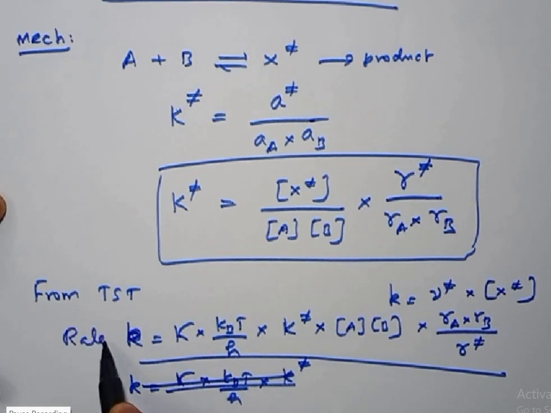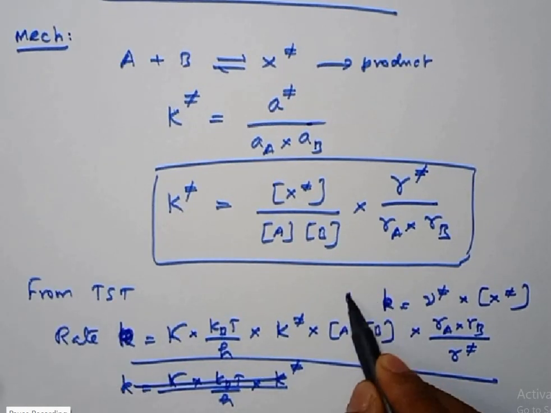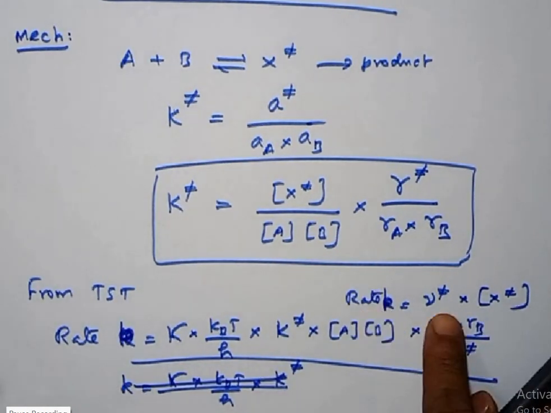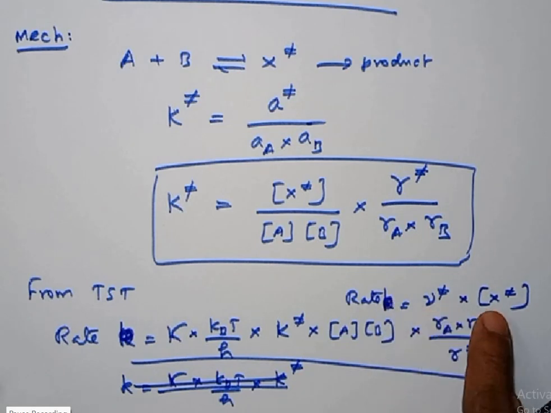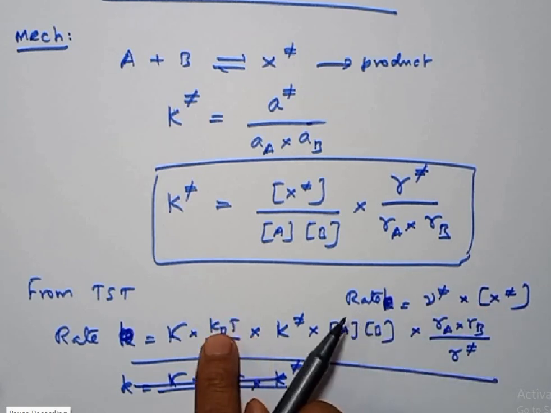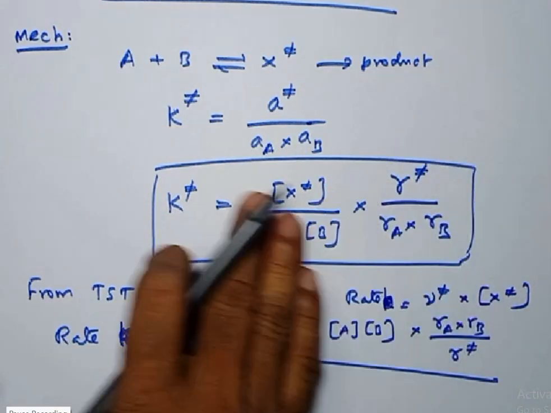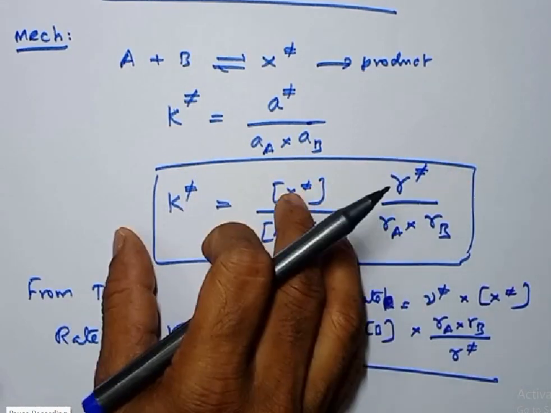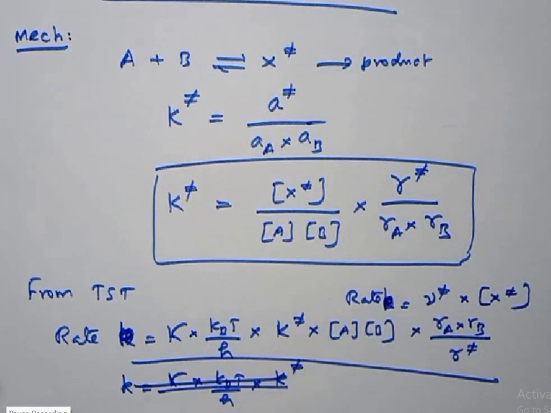As per transition state theory, just refer to the previous paper, you will get the idea. What is rate? Rate is equal to the frequency with which the activated complex decomposes into concentration. Frequency is nothing but KBT by H. What is the concentration of the activated complex? From this we can find the activated complex expression and substitute that value here. This is rate. Now, what is the experimental rate?